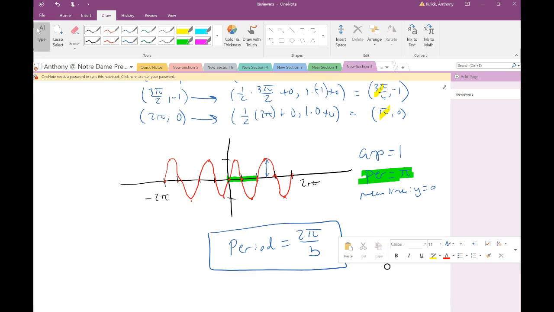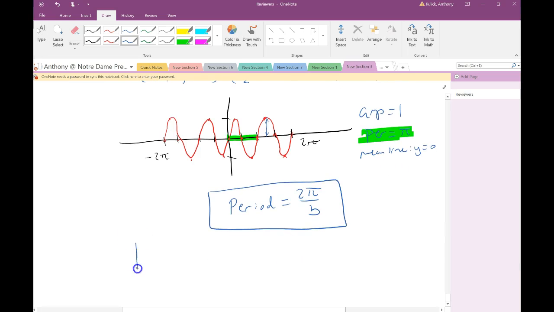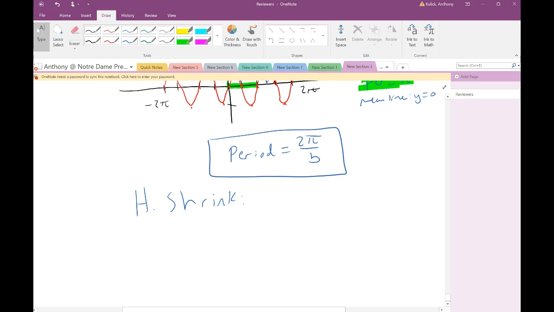And visually, what has happened here? We've had a horizontal shrink. So we know then that the b value controls the horizontal shrink. When it is bigger than 1, it's going to do a horizontal stretch. And when the b value is less than 1, you'll have a horizontal shrink.